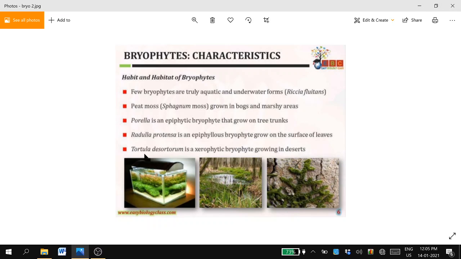Another example is Tortula desertorum. This bryophyte is a xerophytic bryophyte. It means it can grow in conditions where the availability of water is very low. Such conditions are present in the desert. So Tortula desertorum is a xerophytic bryophyte.